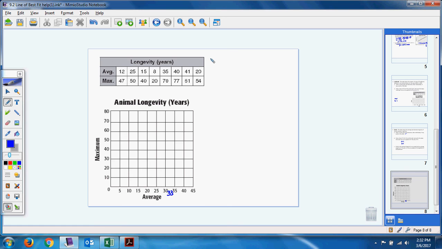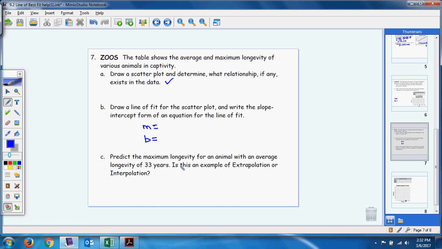All right, so again, you're going to plot your points. You're going to make a line, going to try and make a line of best fit from that, and then try and guess or estimate, predict what's the maximum animal longevity of years for the 33. All right, very good, very good.